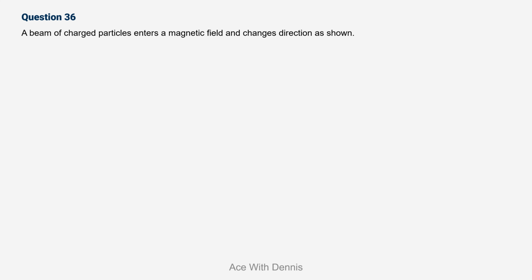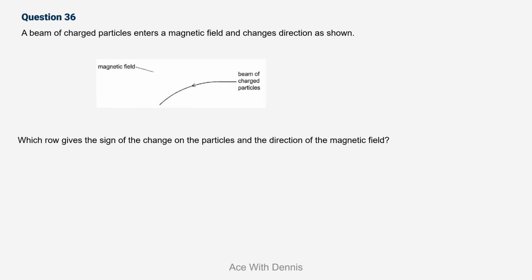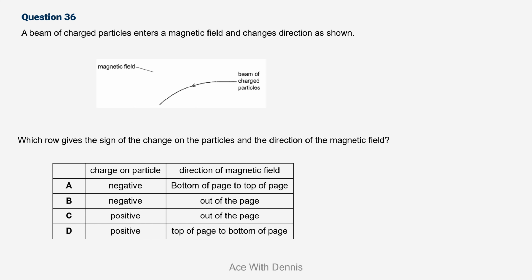Question 36. A beam of charged particles enter a magnetic field and change direction as shown. So here is the diagram. Which row gives the sign of the charge on the particles and the direction of the magnetic field? So here are a few options. So whether the charge on the particle is negative or positive, and the direction of the magnetic field, is it from the bottom of the page to the top of the page, or out of the page, or from the top of the page to the bottom of the page?